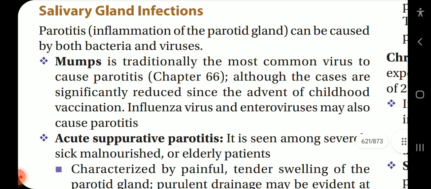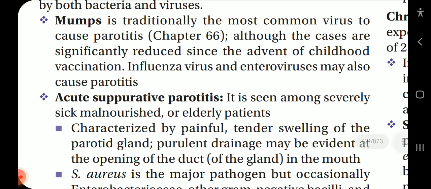Now, salivary gland infection. Parotitis, inflammation of the parotid gland, can be caused by both bacteria and viruses. Mumps is traditionally the most common virus to cause parotitis, although the cases have significantly reduced since the advent of childhood vaccination.